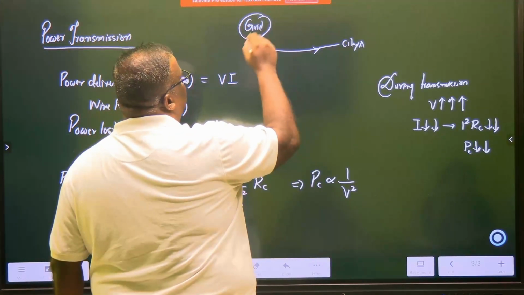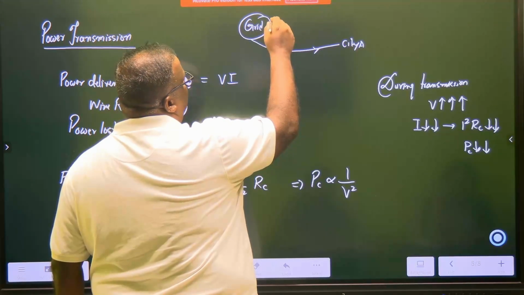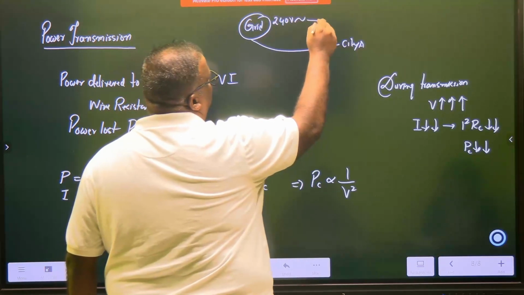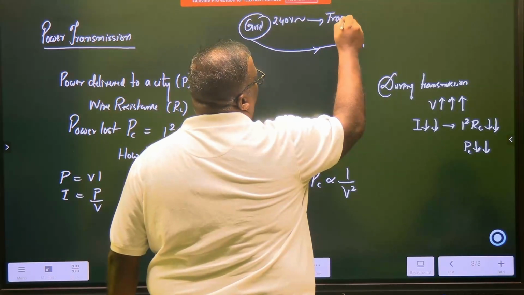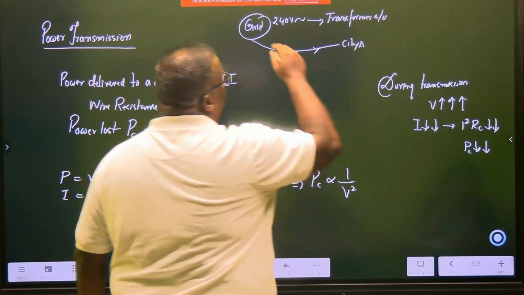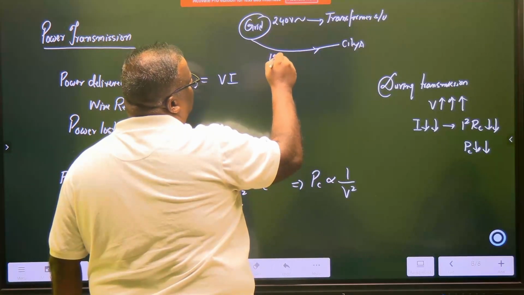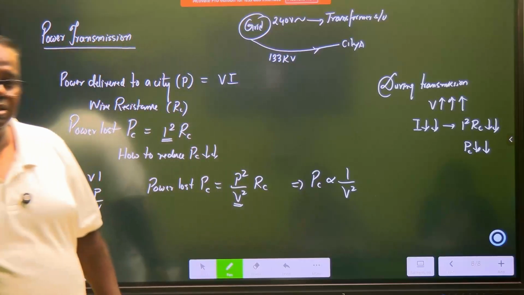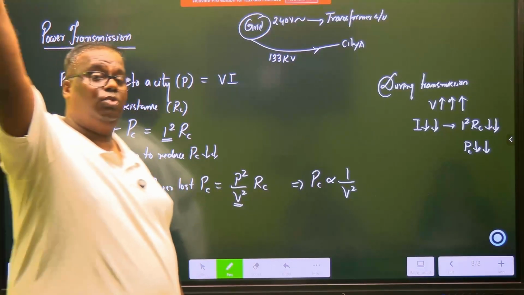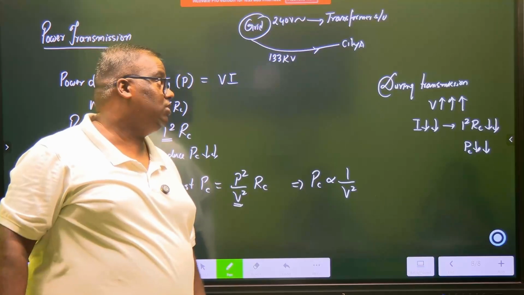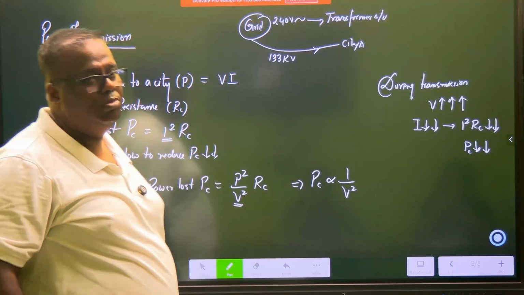To do this, what will grids do? Grids will initially generate, say, 240 volts AC. Then immediately they will feed it to a step up transformer, you remember transformer, and then they will step it up to 133 kV. At 133 kilovolts, the electricity is transmitted, that's why the lines go overhead at a huge height. And this transmission will happen, and then it will come to a city.